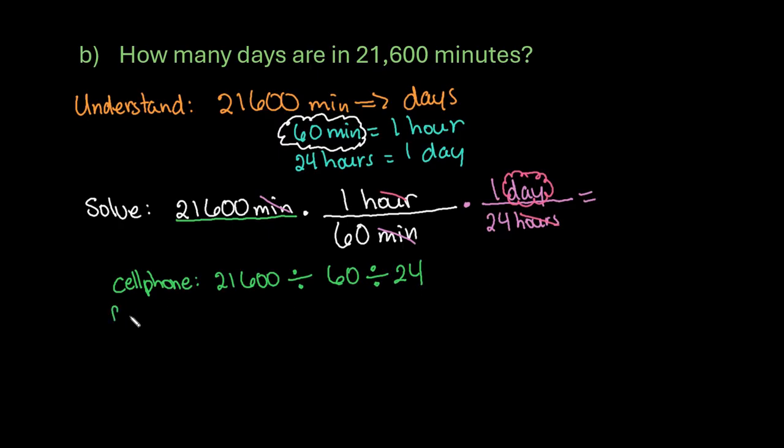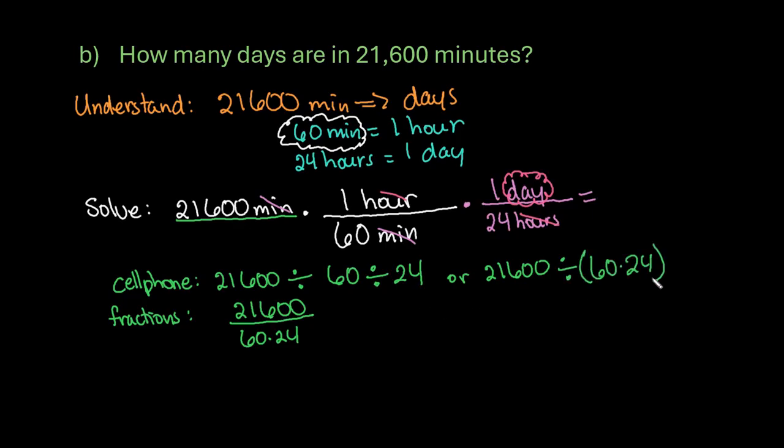If you have a calculator with fractions, when you hit the divided by button it just opens up a fraction, and I would put 21,600 on the top and 60 times 24 in the bottom. I could also put it in as 21,600 divided by 60 times 24. This would give you the same result, because it would find this product first and then divide it, which is what this calculator is doing.